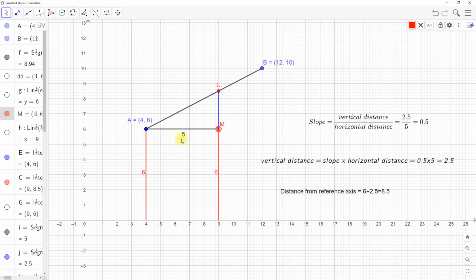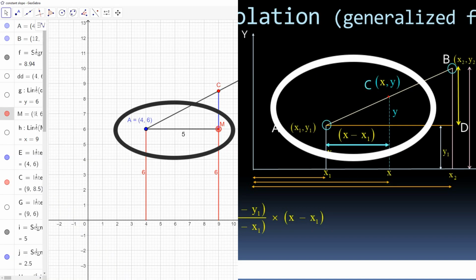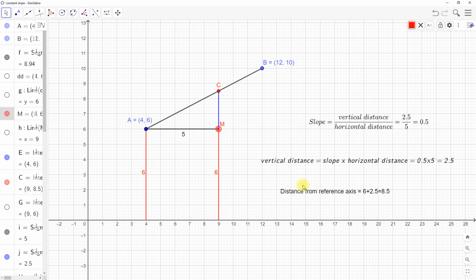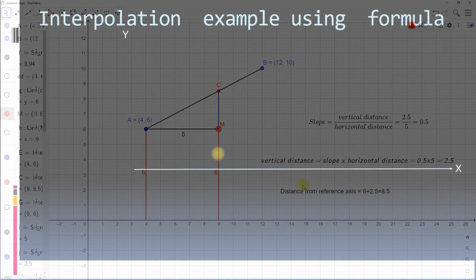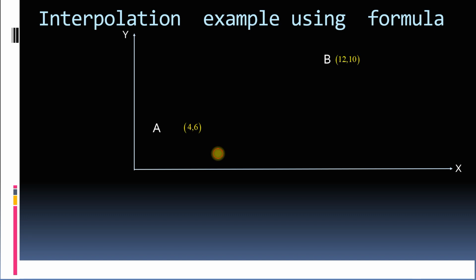Let's keep the horizontal distance as 5. We will get y as 8.5 as shown here. Horizontal distance is nothing but x minus x1. So we get the formula y is equal to y1 plus slope into x minus x1. Let's apply the formula directly, and taking A (4, 6), B (12, 10) and C at a distance of 5, we will get the value of 8.5.